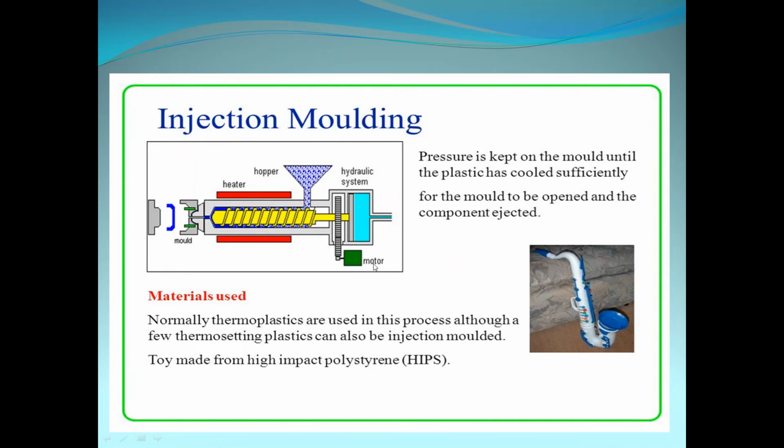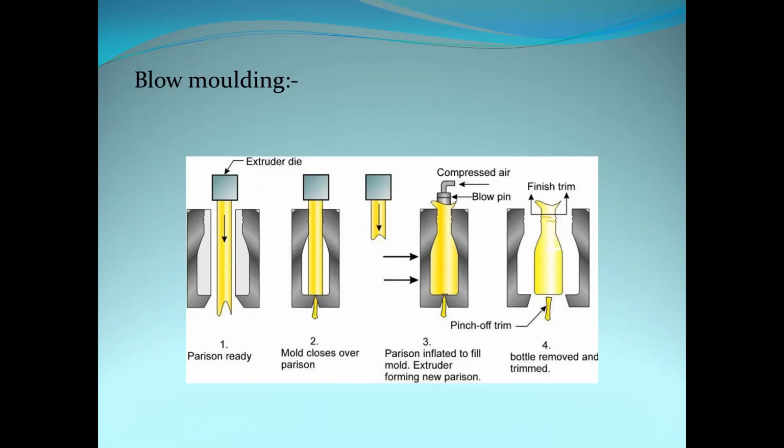And here, normally thermoplastics are used in this injection molding, but sometimes we can also use the thermosetting plastics. Then blow molding. Blow molding is nothing but the same plastic formation process overall, but a small difference is there.